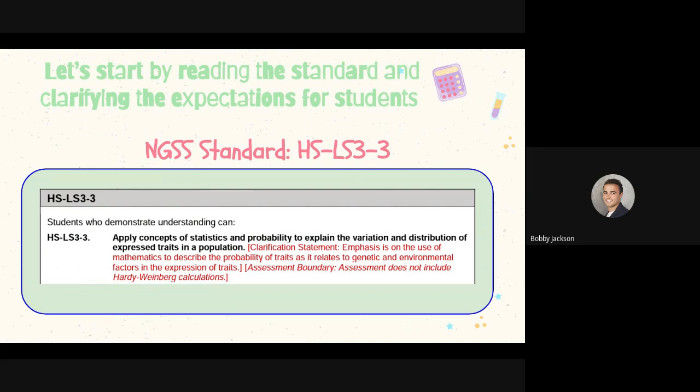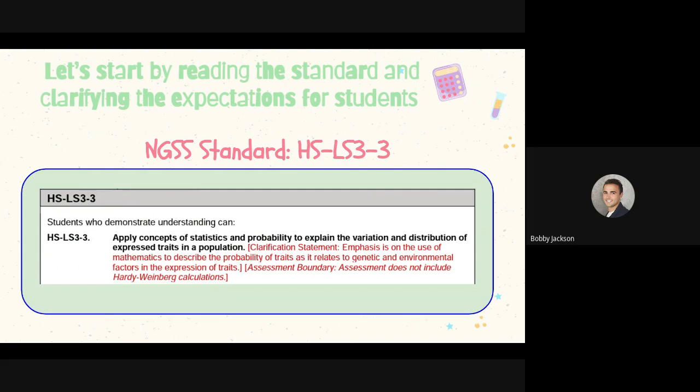For HS-LS3-3, students who demonstrate understanding can apply concepts of statistics and probability to explain the variation and distribution of expressed traits in a population. There's a clarification statement for this standard. Emphasis is on the use of mathematics to describe the probability of traits as it relates to genetic and environmental factors in the expression of traits.